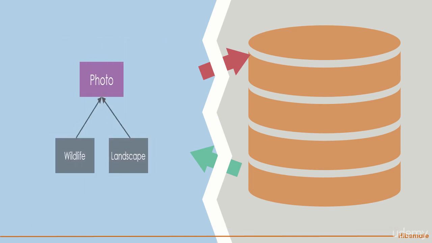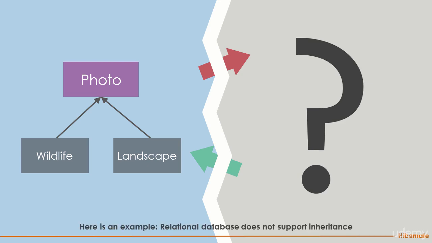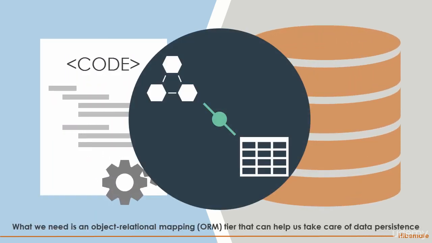Let's take an example. We have an inheritance class like this. The photo is a superclass, and the wildfire and the landscape are subclasses. How do we store this kind of structure in the relational database? To solve this problem, we need an object relational mapping, in short called ORM. The object relational mapping is a tier that helps you translate your objects in Java into the relational model, which you can save into the database.